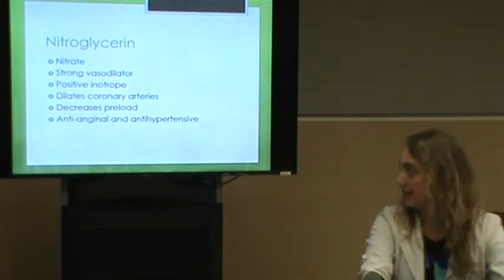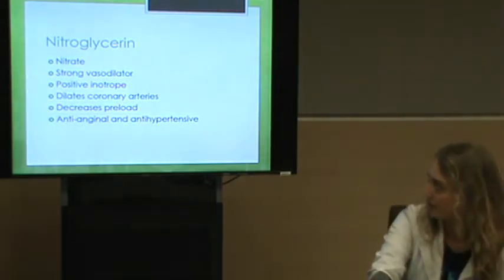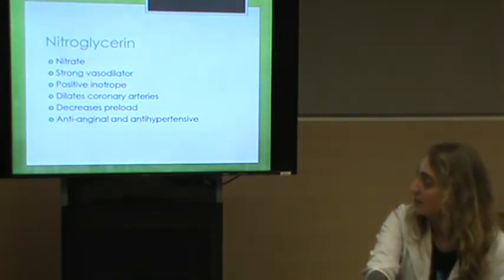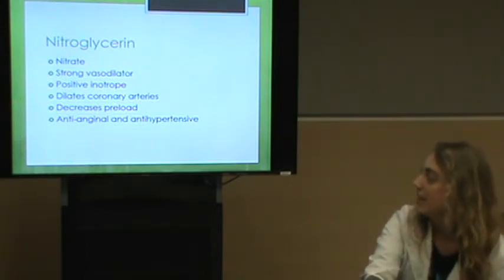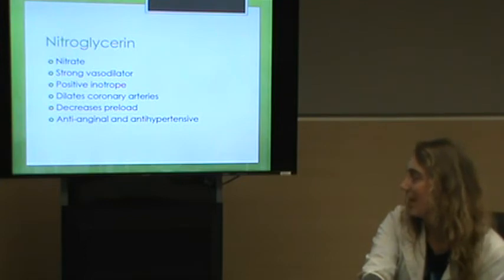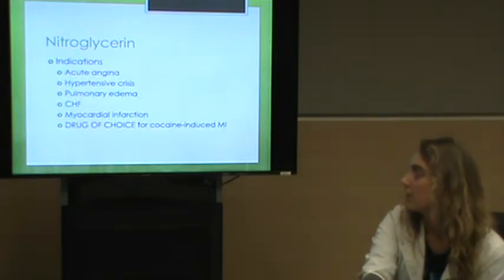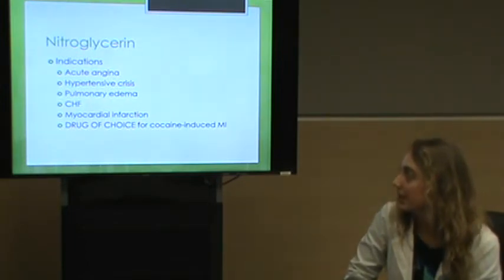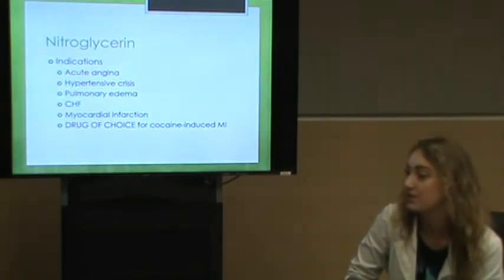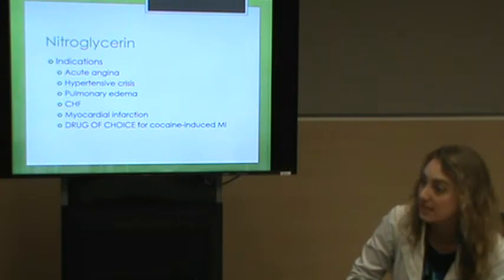For nitroglycerin, it's a nitrate, a strong vasodilator as well. It is a positive inotrope, dilates your coronary arteries, decreases preload, and is an anti-anginal and antihypertensive. For indications, it can be used for acute angina, hypertensive crisis, pulmonary edema, CHF, MI, and it is the drug of choice for cocaine-induced MIs.